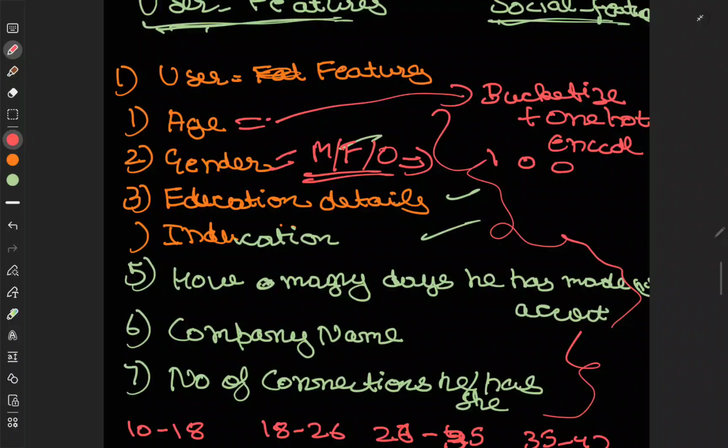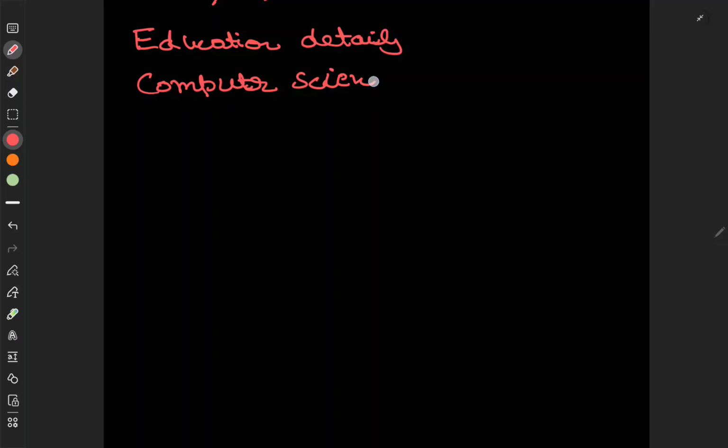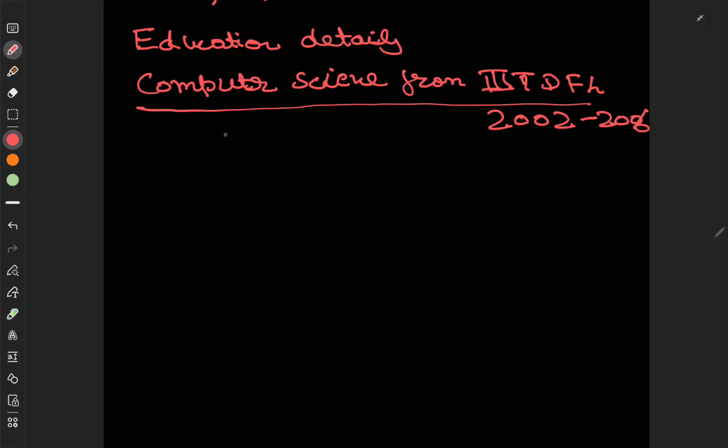Okay, then comes education details. Now see, in education details there could be a few things. For example, the person did computer science from Triple IT Delhi, from the year 2002 to 2006.